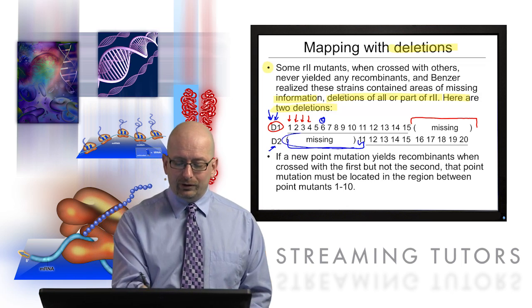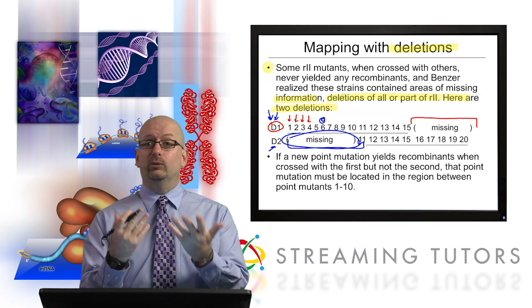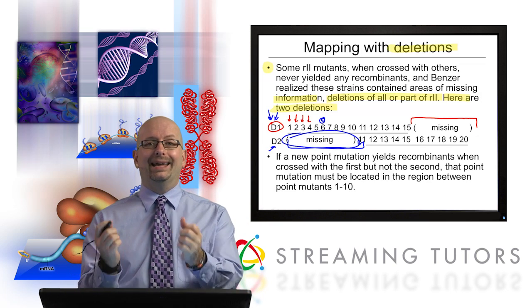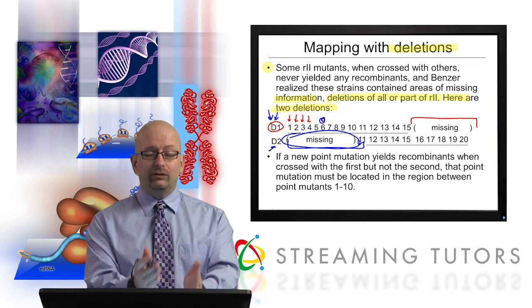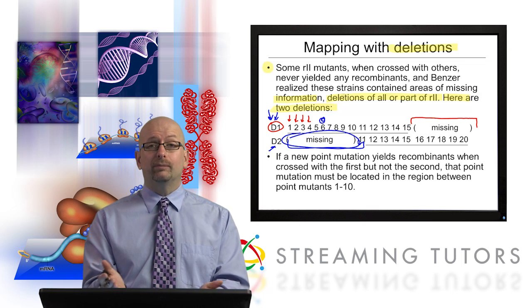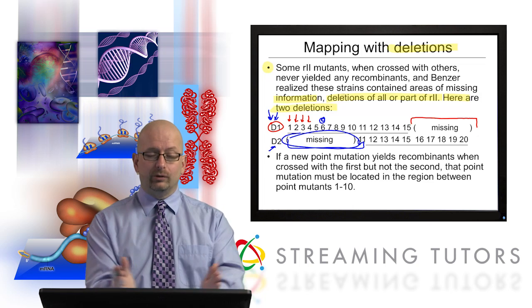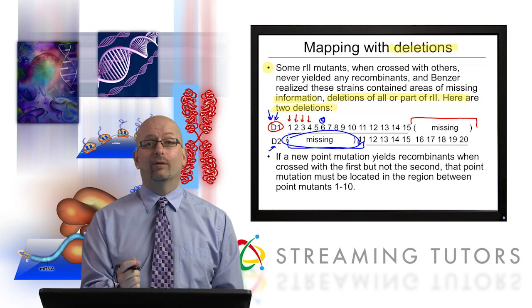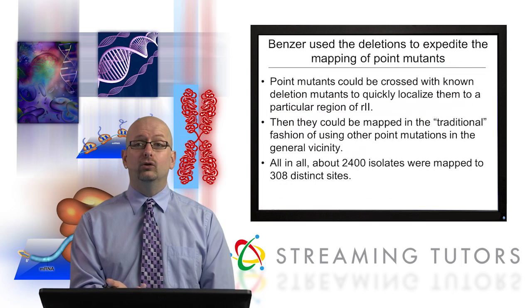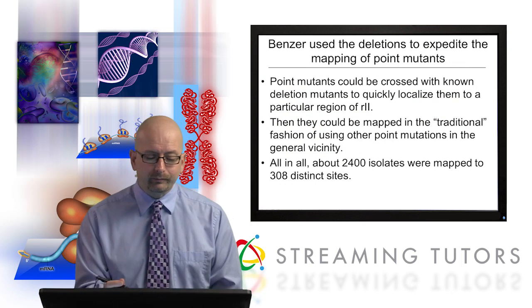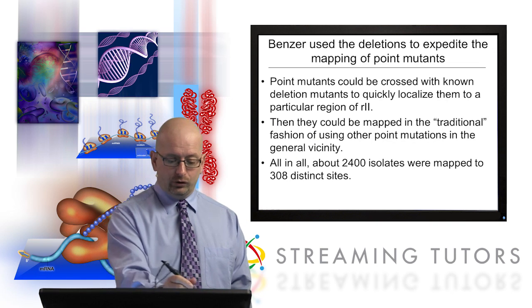The reason he originally did this was he was getting so many mutants. He's like, I can't just sit here and cross every one of them by each other to get map distances. Let's get a set of deletions, and that way we can localize them to a certain point and then do the more fine structure mapping. A lot of questions will ask you about doing maps with deletions, so it's good to understand this.